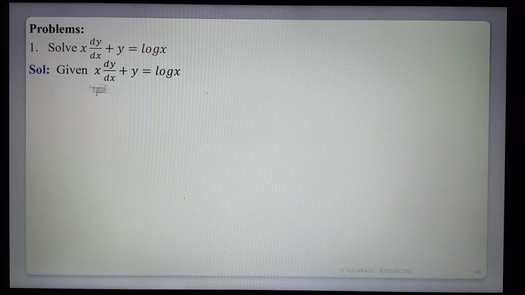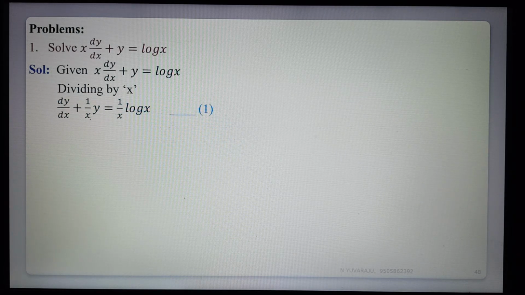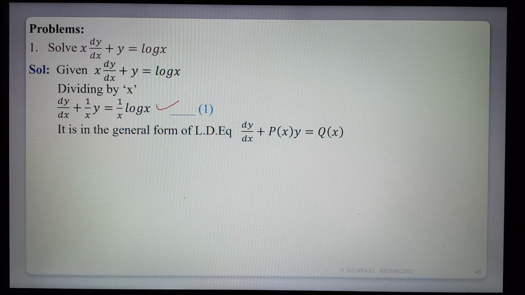So dy by dx plus 1 by x into y is equal to 1 by x into log x. Observing clearly, it is in the form dy by dx plus py is equal to q of x, which is the linear form. Here p of x is equal to 1 by x, the coefficient of y.